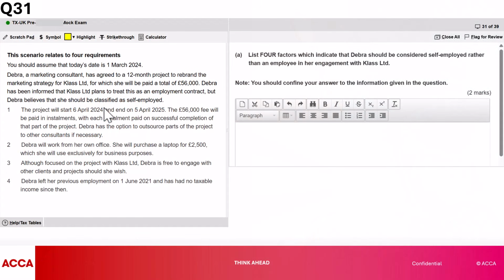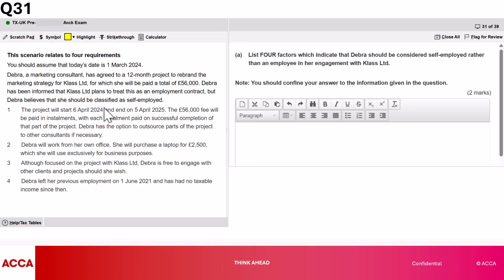Now, you're told here to list four factors which indicate that Deborah should be considered self-employed rather than an employee in her engagement with Class Limited. You're told that you should confine your answer to the information given in this question, which I think was very important. So, Deborah is a marketing consultant. She's agreed to a 12-month project to rebrand the marketing strategy for Class Limited. She's given an amount there of 56,000, and Deborah has been informed that Class Limited plans to treat this as an employee contract. But she believes it should be a self-employed contract.